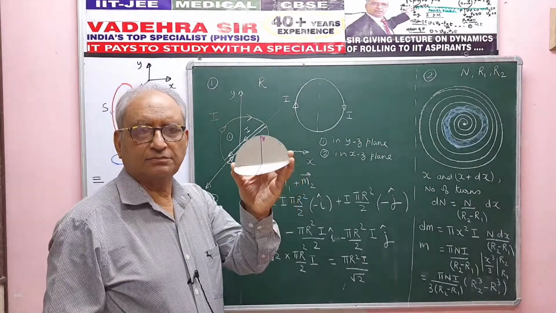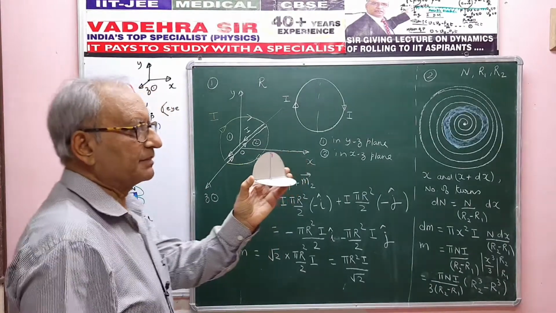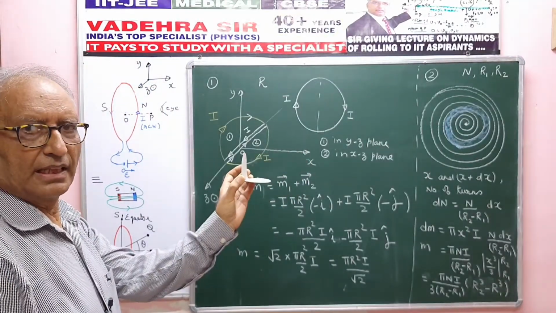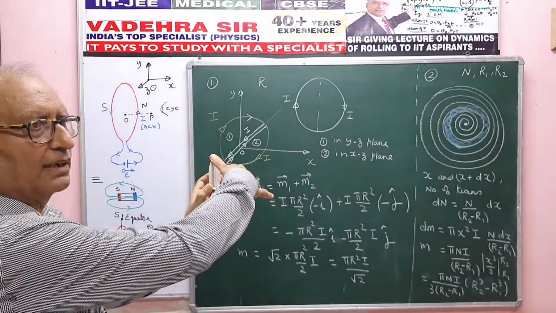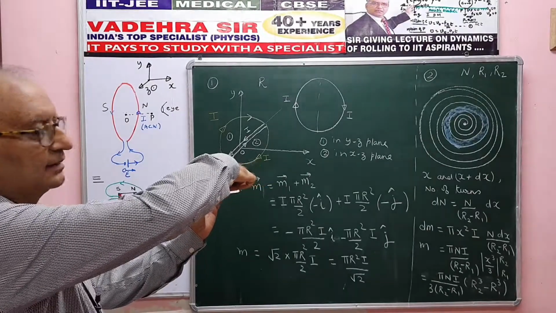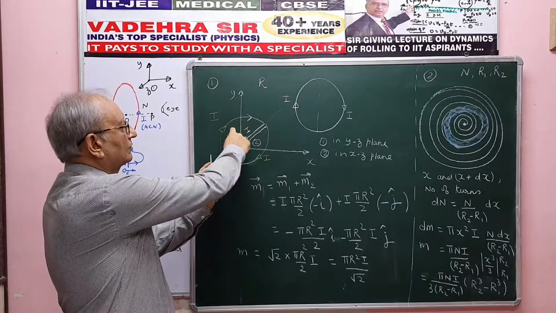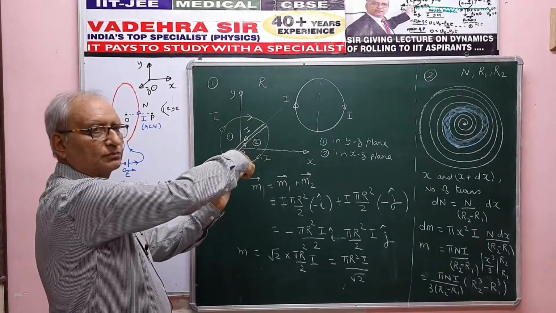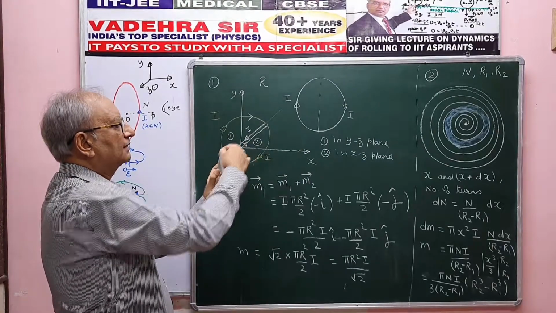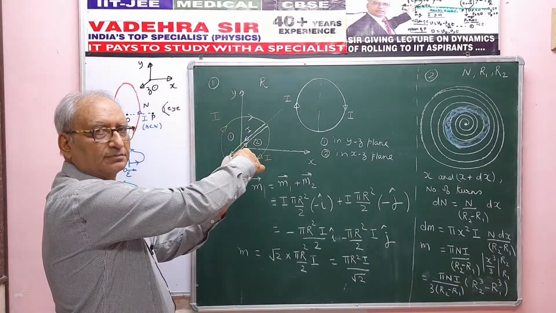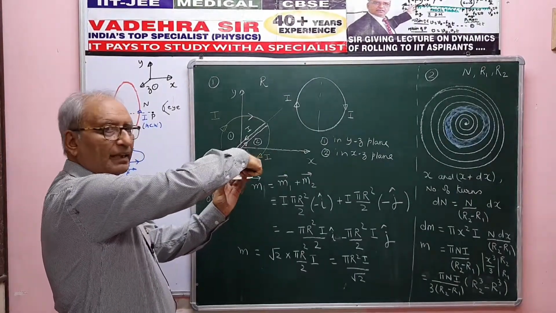I place this system of two half rings something like this. This part I call part 1, and this part I call part 2. So this is part 1 and this is part 2. Part 1 lies in the YZ plane, and part 2 lies in the XZ plane.